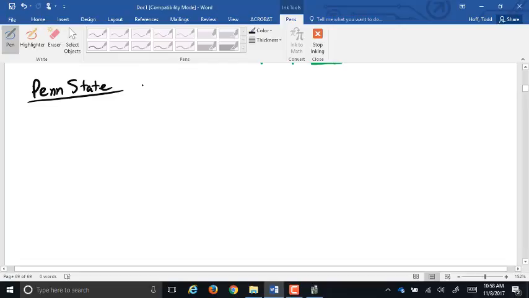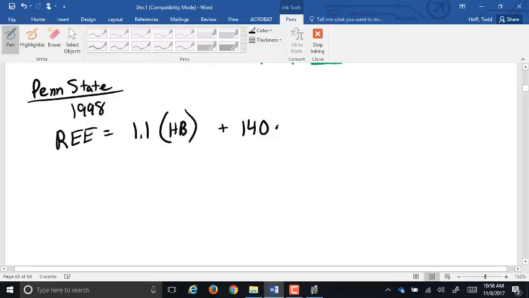Penn State created an equation in 1998. Their 1998 equation is the resting energy expenditure is 1.1 times, I'm just going to do the HB value, plus 140 times Tmax, which is your maximum body temperature in a 24-hour period, plus 32 times VE, that's the volume of your inhaled and exhaled air, minus 5,340.